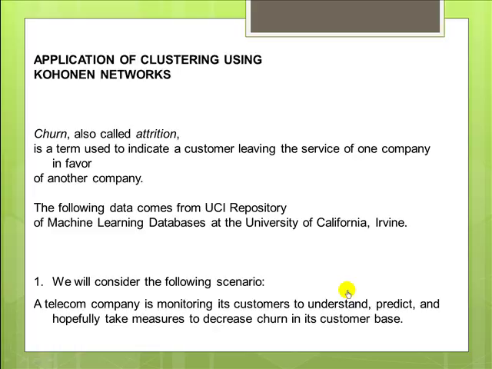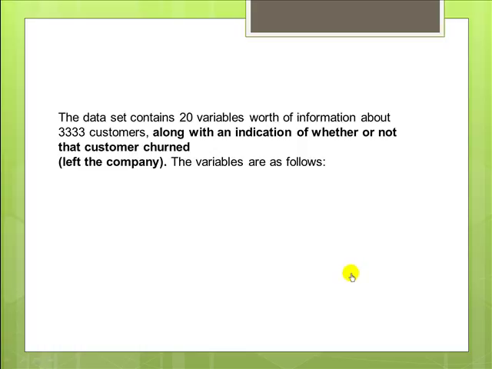We will consider the following scenario. A telecom company is monitoring its customers to understand, to predict, and hopefully to take measures to decrease churn in its customer base. So they're concerned about churn. They want to understand who's going to churn. They want to predict it, and they want to take some measures to reduce the possibility or decrease churn in its customer base. And the data set contains 20 variables, so that's kind of a lot. Not nearly as much as we've been dealing with Twitter, but anyway, it's kind of a lot.